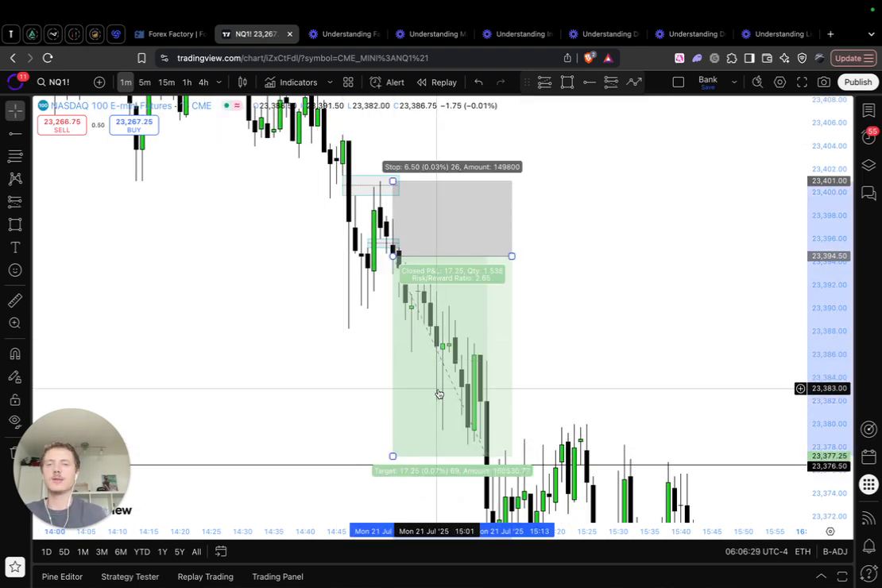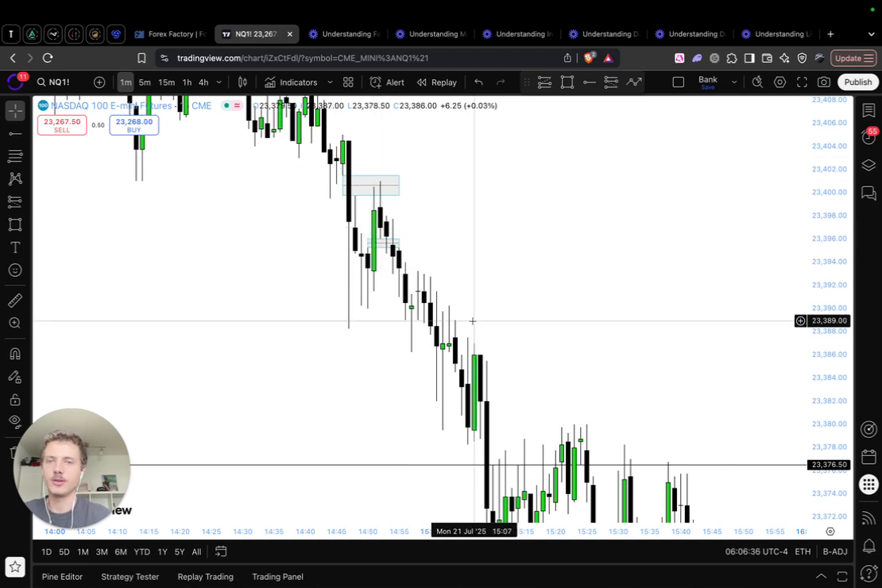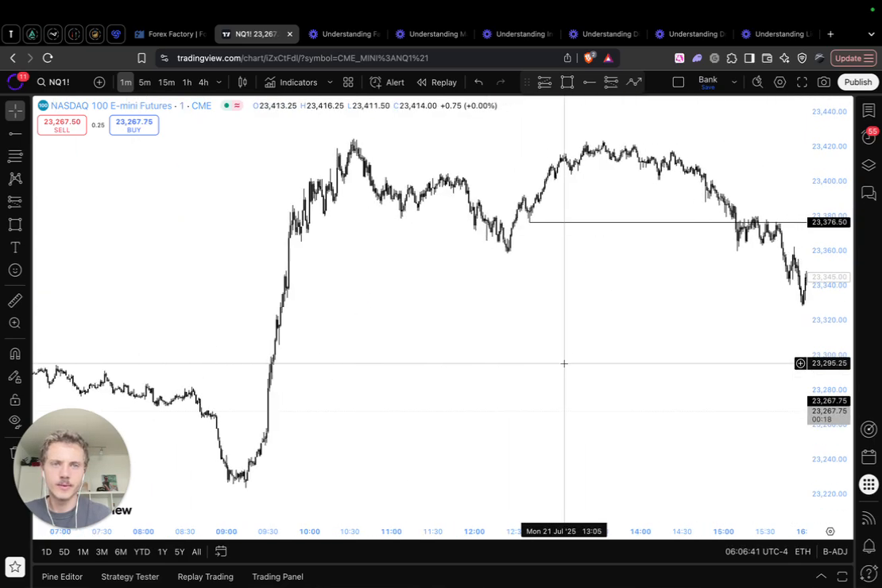So this instance is pretty bad. Why? Because these candles coming out of the fair value gap are super small compared to the move up into the fair value gap. So let me try to find a better example for you guys.